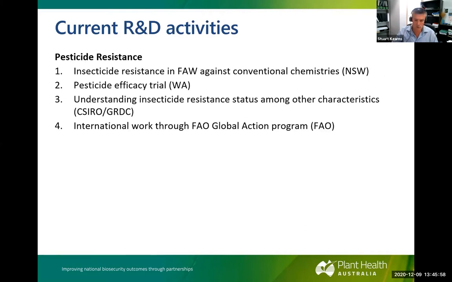The next area is pesticide resistance. There are four issues there, and I'll go through these a bit quicker just to speed things up. As you can see, insecticide resistance in fall armyworm, we're trying to understand that through New South Wales, and resistance that may be coming to Australia, that may be just in the population, let alone developed here. And some efficacy work in Western Australia, and some international work. There's a lot of international work being done by FAO in this particular area too.